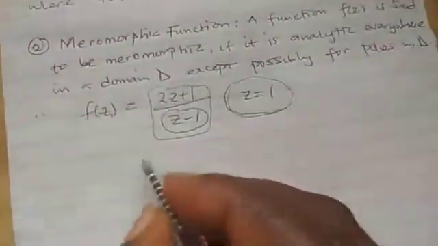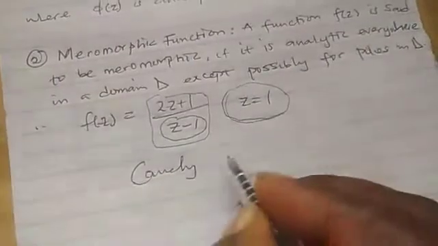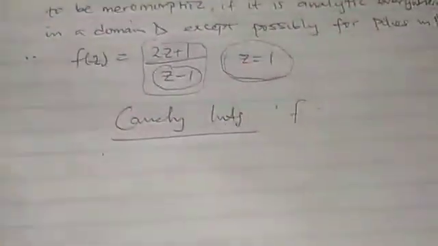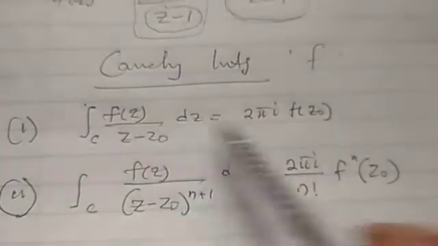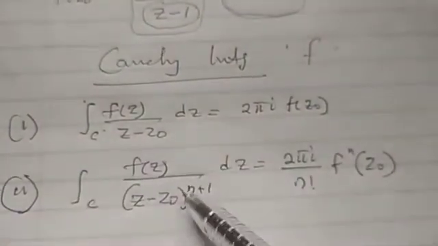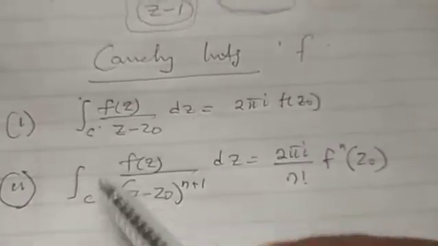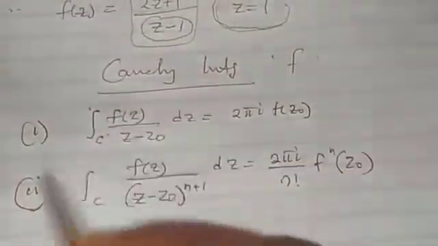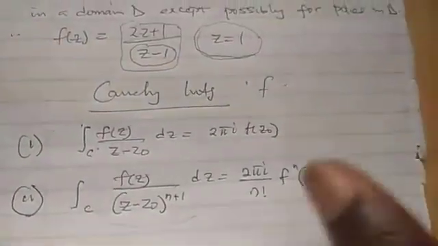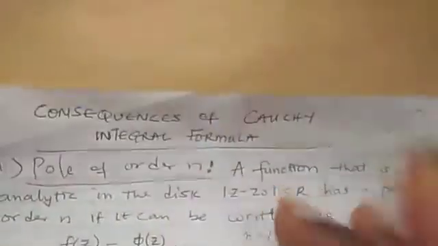Now, we all know the Cauchy integral formula before. The first one, we all know that the Cauchy integral formula states the following. I believe we can still recall this. So it states this: n is equal to 0 here, but generally the Cauchy integral formula states this. So you should remember the Cauchy integral formula. Let's now move to the consequences of the Cauchy integral formula.